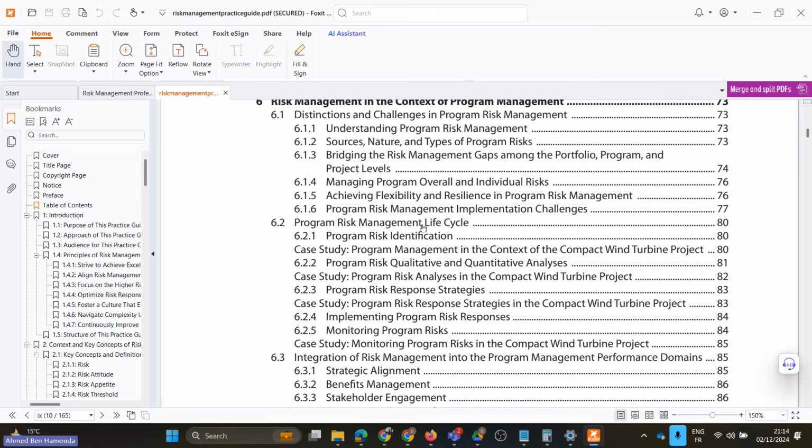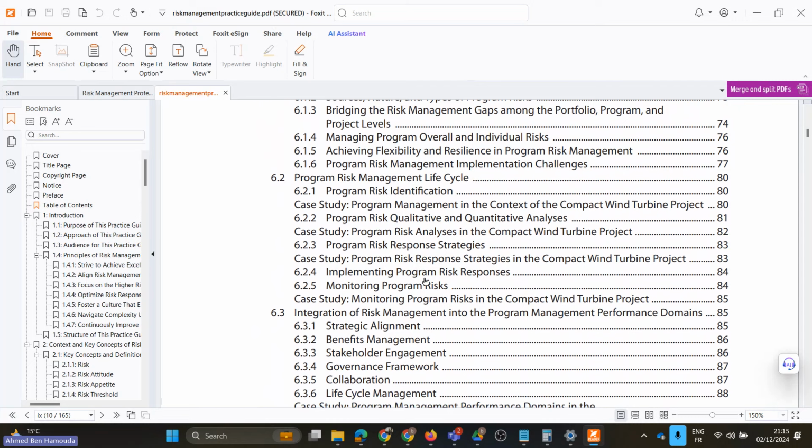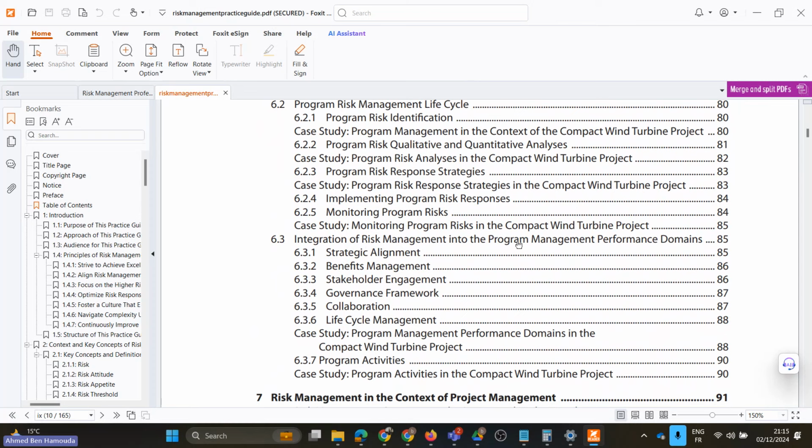Life cycle of risk management, which starts again with risk identification, then qualitative and quantitative analysis, and again we go through this compact wind turbine project case study, deciding response strategies, implementing response strategies, and monitoring risks on a program level. Okay. Then how to integrate the risk management plan into the program management performance domains. And again, you can go back and refer to the ECO of the PgMP certification: strategic alignment, benefits management realization, stakeholder engagement on a program level, governance framework, and collaboration. Okay, and then the life cycle management.